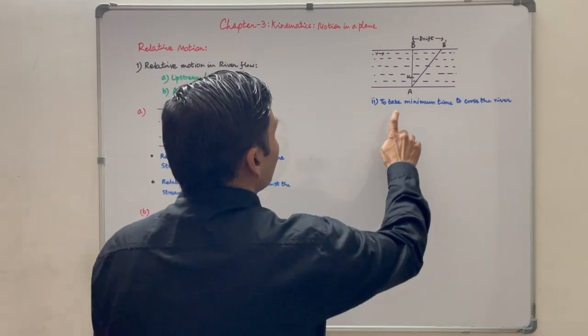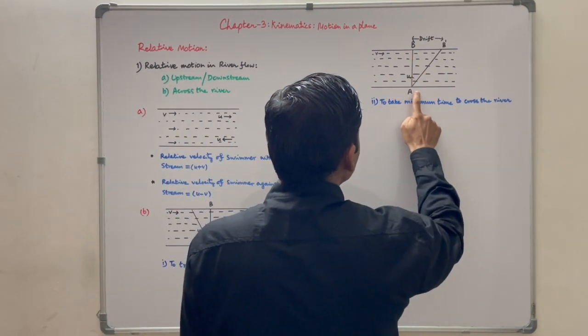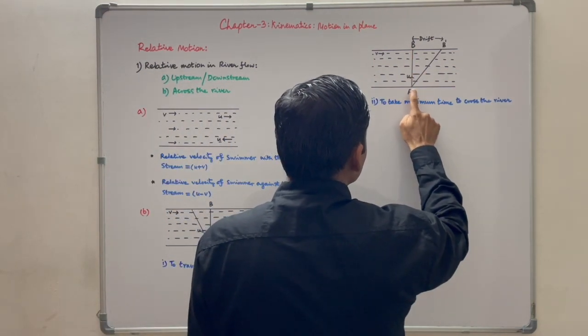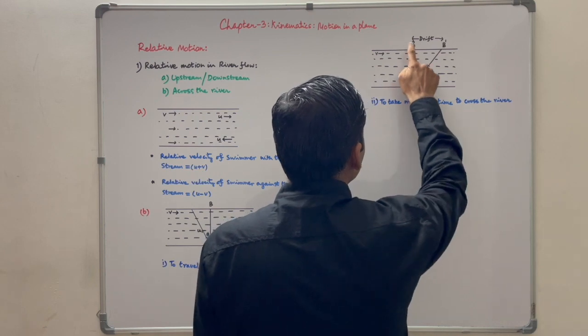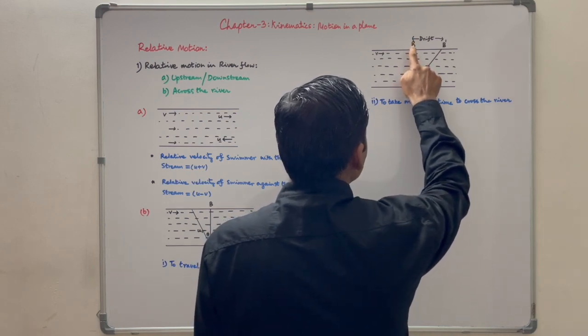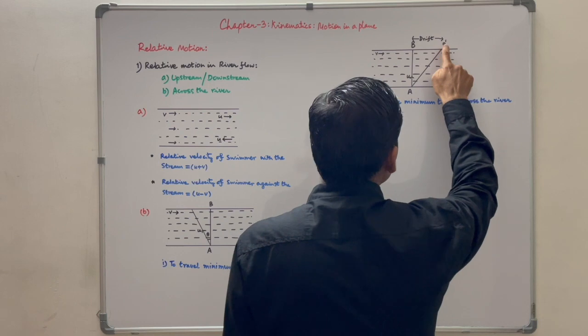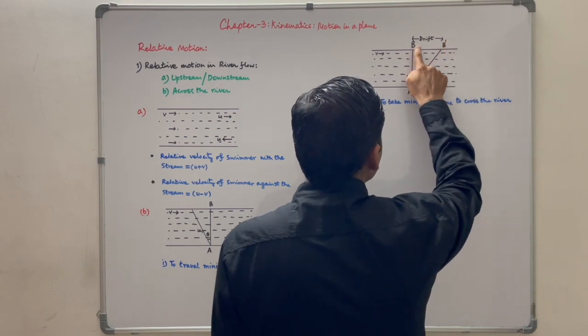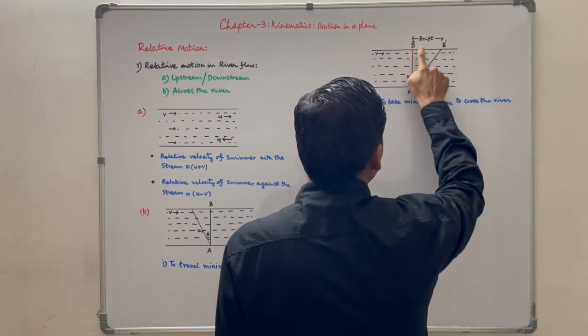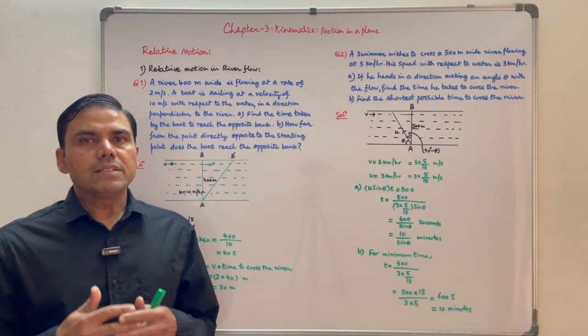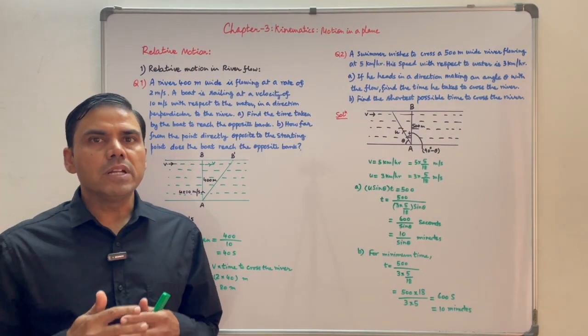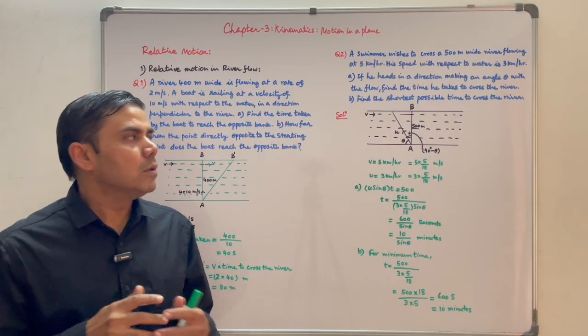Suppose the swimmer wants to cross the river in minimum time, then the direction of the swimmer should be along the line AB so that he or she ends up at point B dash. The distance between B and B dash is called drift. Now let us see these two questions based on relative motion in river flow.